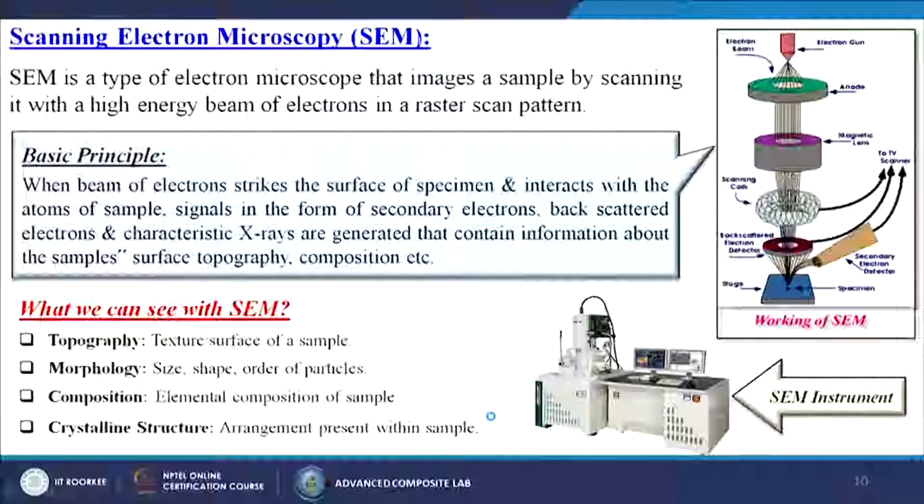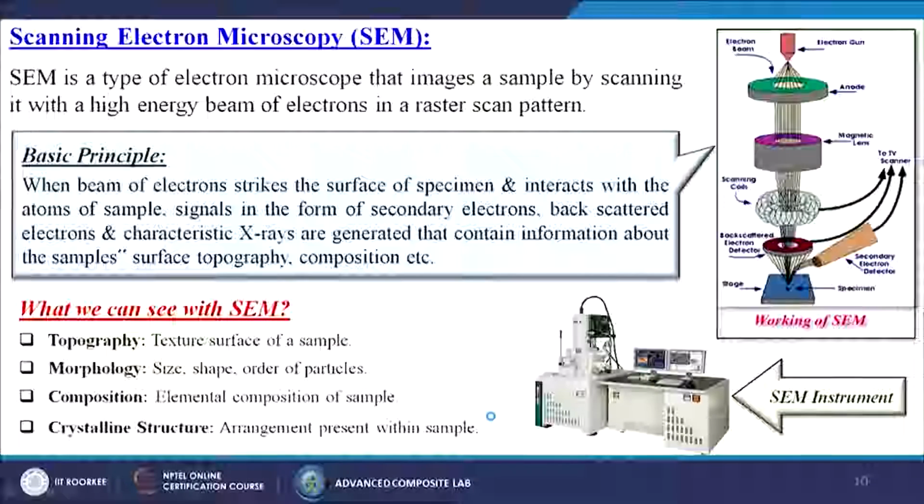So, first we are going to discuss scanning electron microscopy. In short, we generally call it SEM. SEM is a type of electron microscope that images a sample by scanning it with a high energy beam of electrons in a raster scan pattern.